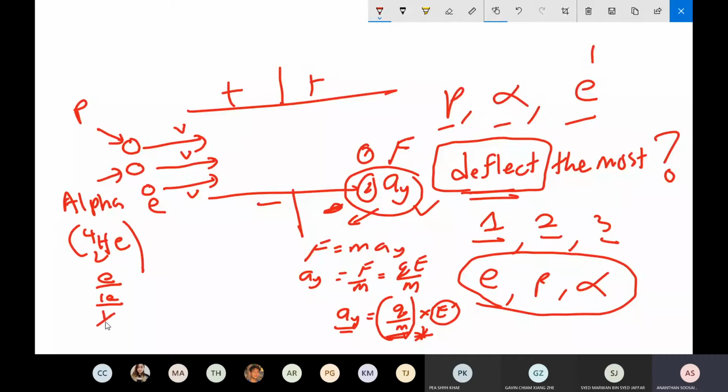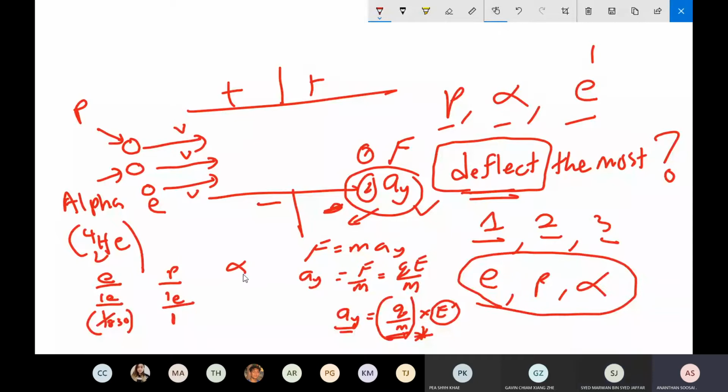The electron's mass is 1 over 1830 times roughly the mass of a proton. I put 1 over 1830 as the mass ratio relative to the proton. For the proton, the charge is 1e and the mass is 1 unit. This mass I put as 1 unit.